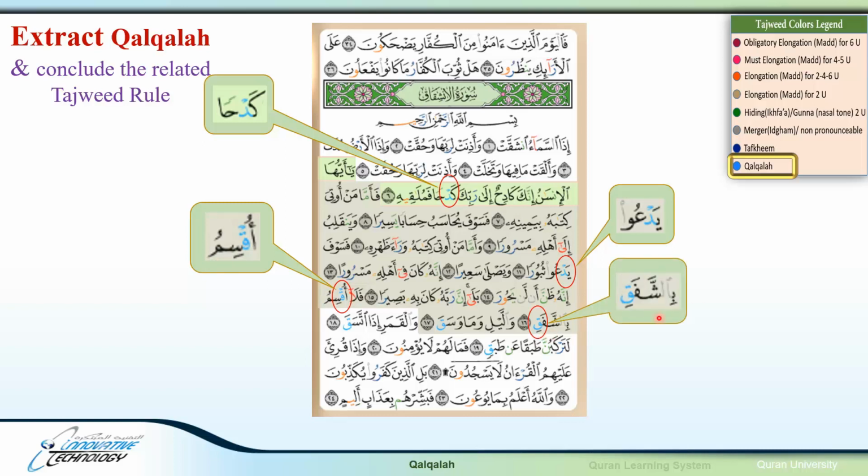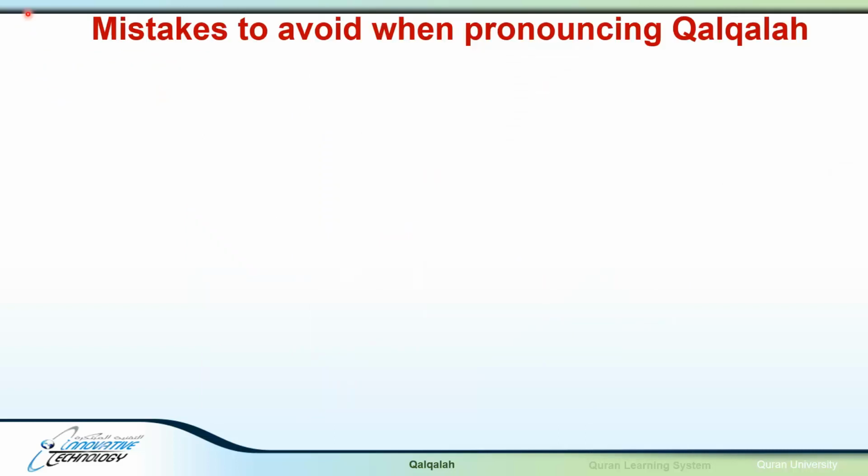Ash-shafaq. End of the word, end of the verse, without shadda, intermediate qalqalah, bish-shafaq. Wasaq, same, end of a word, end of a verse, no shadda, so basically intermediate qalqalah. Wasaq. Kadha. Yad'u. Uqsim. Bish-shafaq. Ma wasaq. Next, we're going to discuss some of the common mistakes that people tend to do when pronouncing qalqalah.